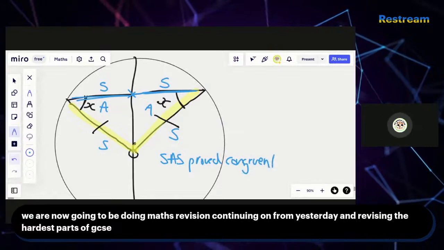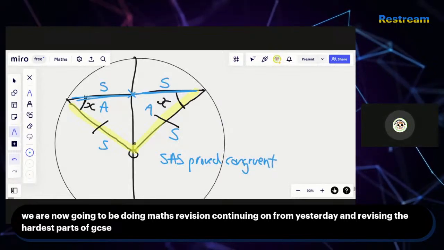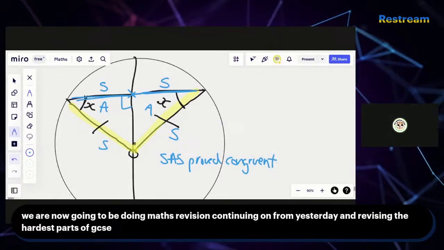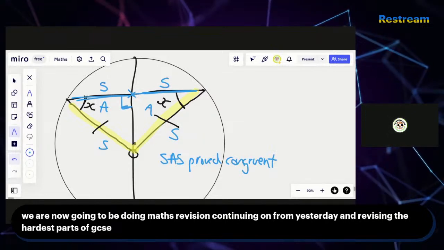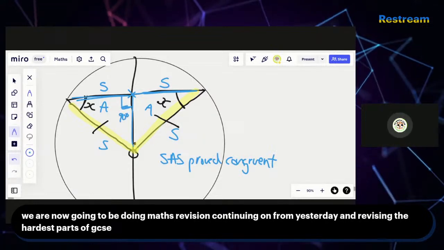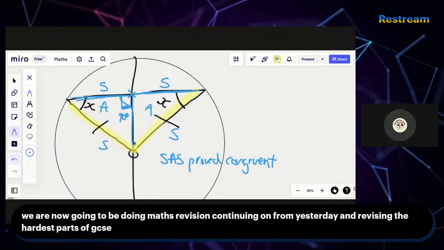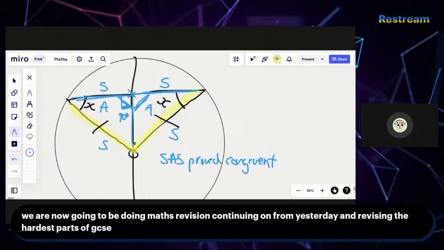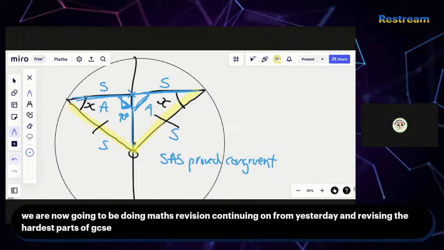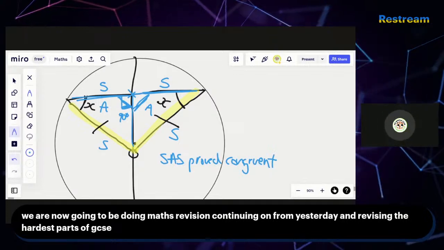And therefore, because they're proved to be congruent, that means that this must be a right angle, because this angle has to be the same. This angle has to be the same as that angle, but also half of 180 degrees. So that is how you prove that.